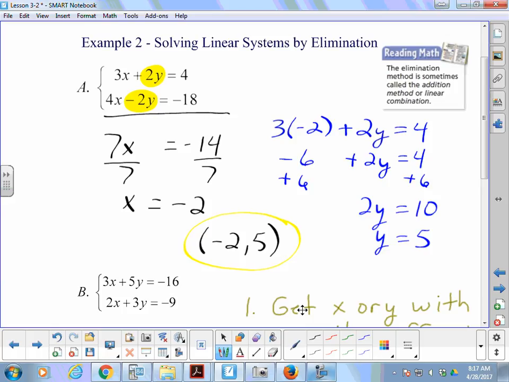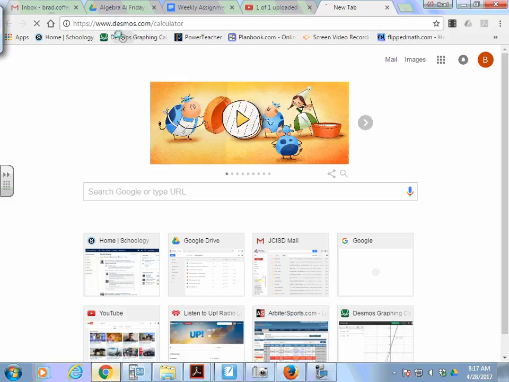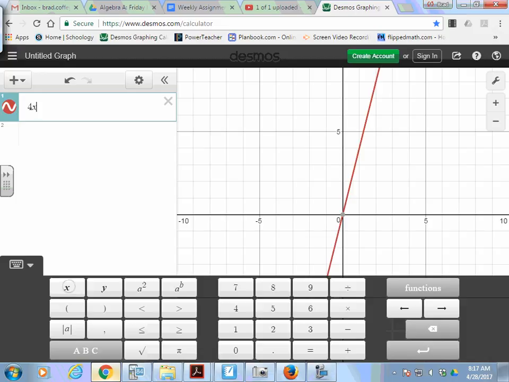All right? Now the other thing is that, like I mentioned yesterday, you can use Desmos to check all of these also. Because with Desmos, I can just type them in as they are, and it will provide me with the answer. Okay? All right, let's take a quick look at that. So we have 4x plus 2y equals 4. So it'll graph that line. It doesn't matter what form it's in.